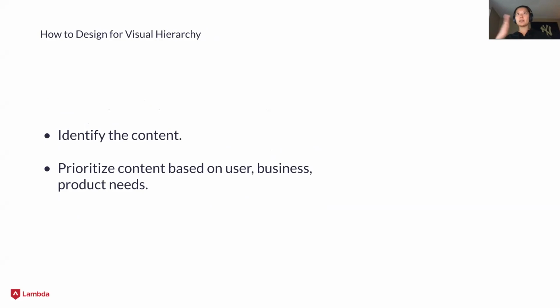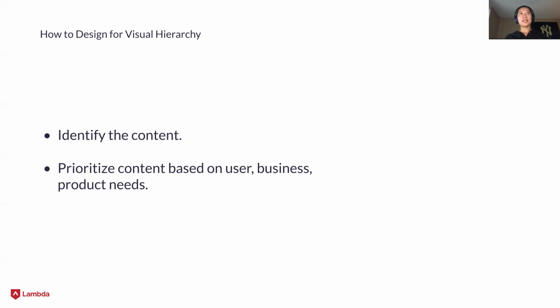So if we think back to the image that we were looking at yesterday of the Wisconsin State Journal, we see that sections are broken up. We have the headers, we have the subtitles, and the paragraphs, all broken down by different levels. And the same logic applies when it comes to designing digital user interfaces. We can utilize these visual hierarchy principles to identify the content and then prioritize it based on our user, business, and product needs.